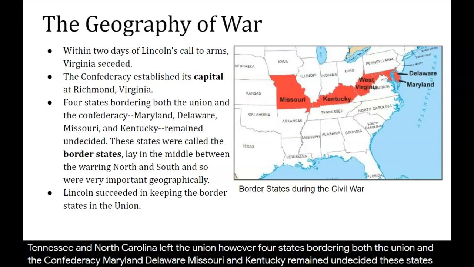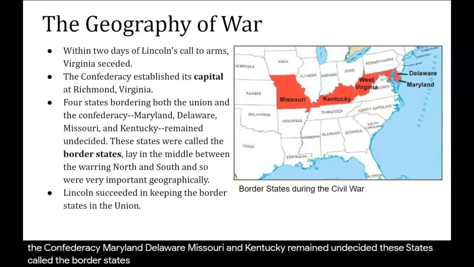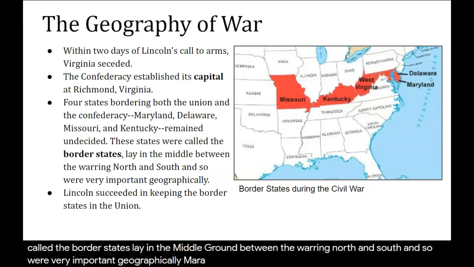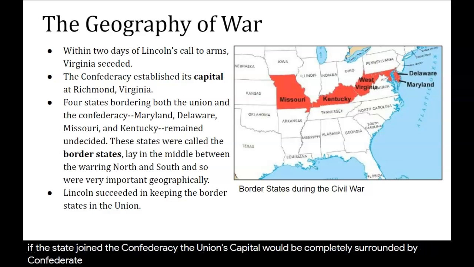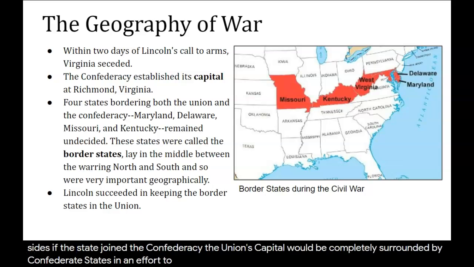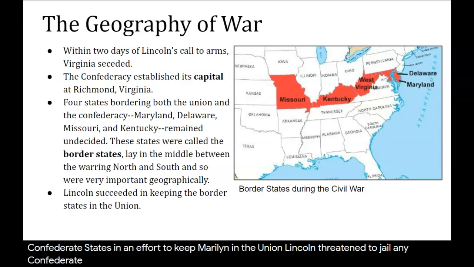These states, called the border states, lay in the middle ground between the warring North and South, and so were very important geographically. Maryland, for example, bordered Washington, D.C. on 3 sides. If the state joined the Confederacy, the Union's capital would be completely surrounded by Confederate states. In an effort to keep Maryland in the Union, Lincoln threatened to jail any Confederate soldier who entered the state.